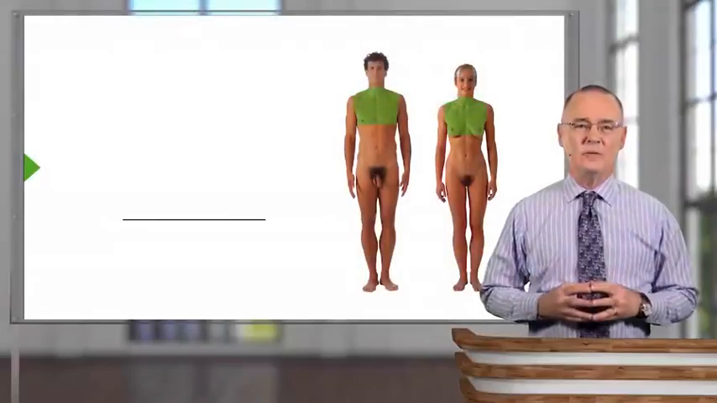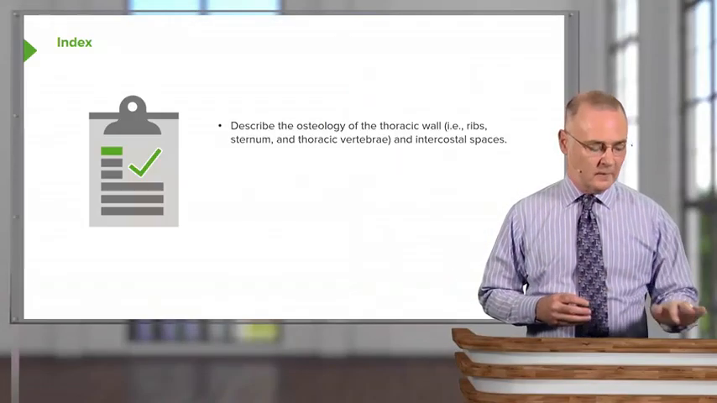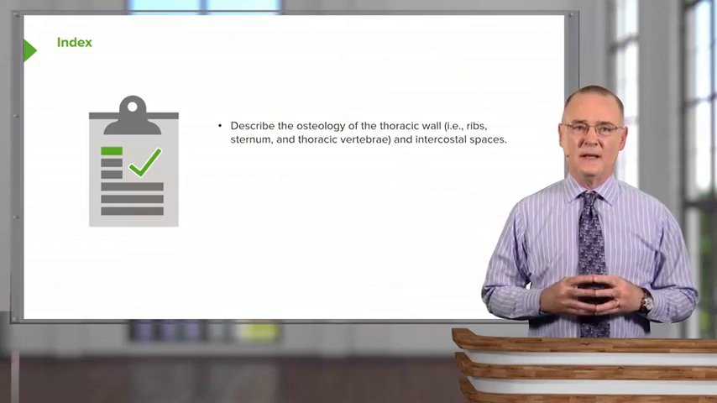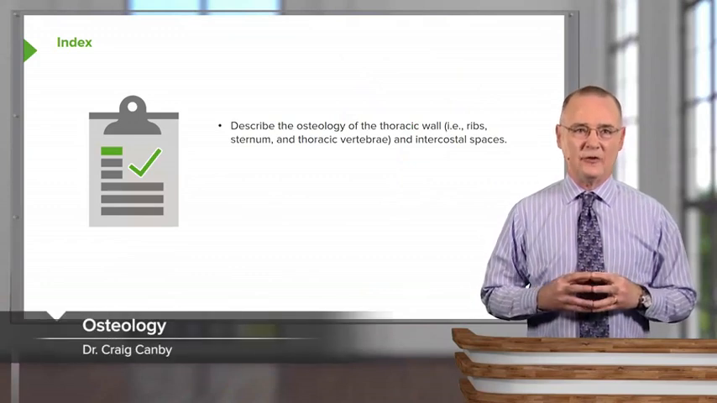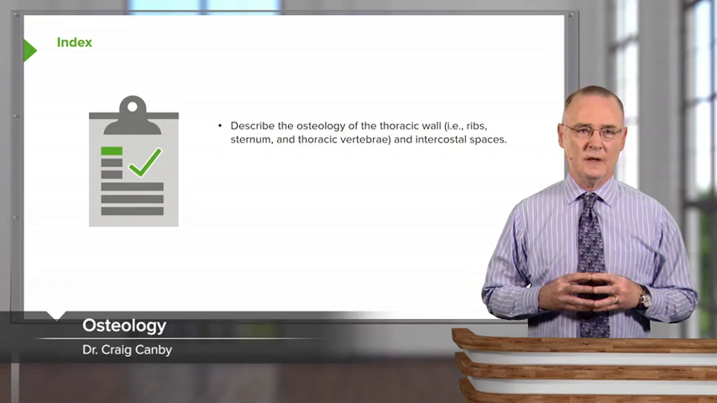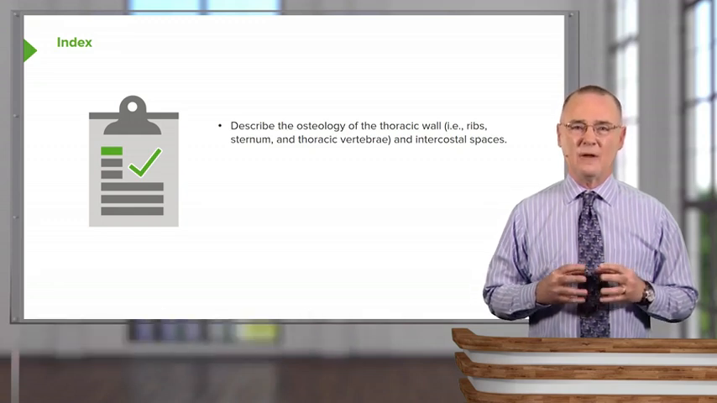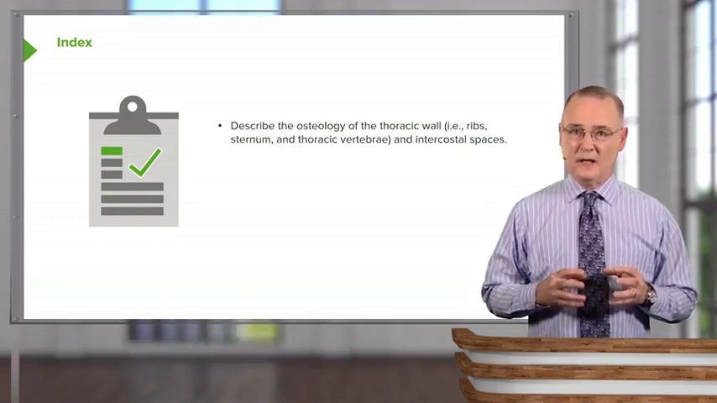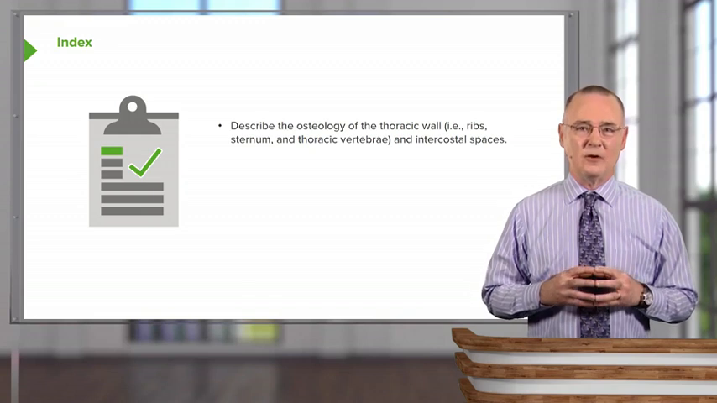Welcome to this lecture on the thoracic wall. This slide depicts the learning objectives that you should be able to answer at the conclusion of this lecture. First, describe the osteology of the thoracic wall, that is, ribs, sternum, and thoracic vertebrae, and the intercostal spaces.